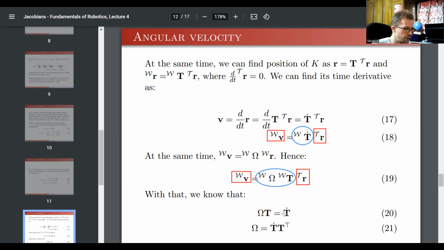They're all in the world frame. So we can write it shortly like this. Omega, the skew-symmetric representation of the angular velocity, times the basis of this rotating frame, so times T, is equal to T dot. And alternatively, you can say that omega is equal to T dot times T transposed.